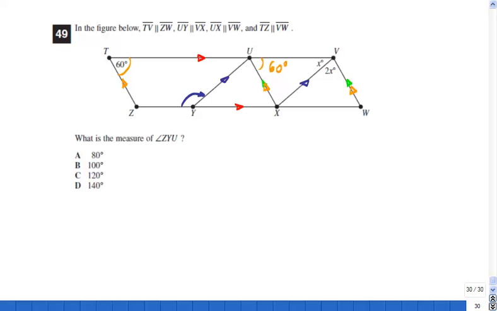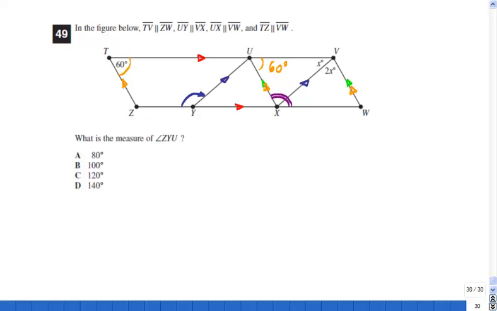All right, let's look now at this angle right here. Okay, what can you tell me about this angle UXW? Well, think about that. ZW and TV are parallel and they're cut by this transversal UX. Because that's the case, angle VUX and angle UXW, so the one that's 60 degrees here and the one in purple, they're what to each other? They're supplementary.